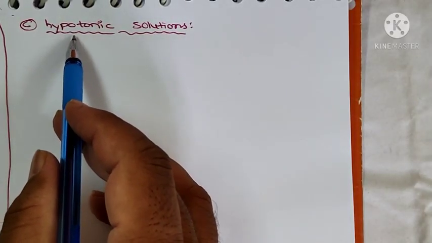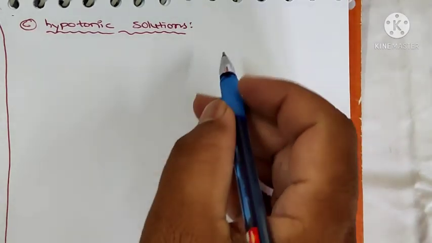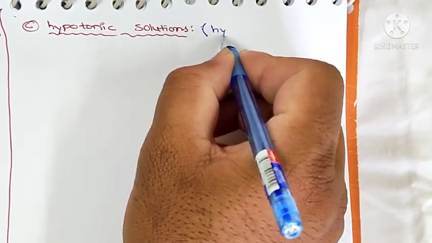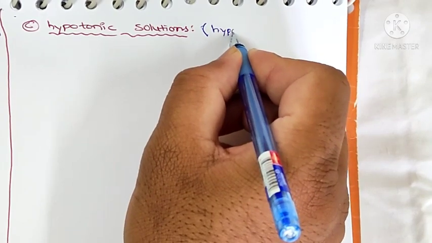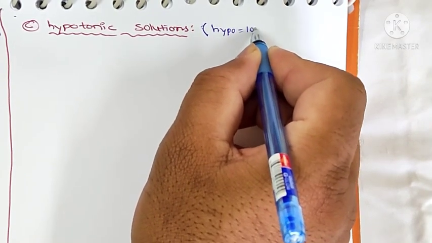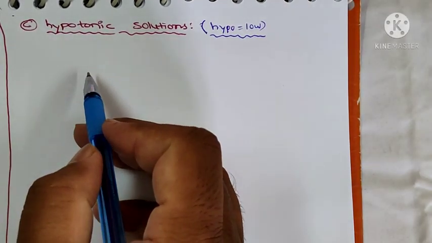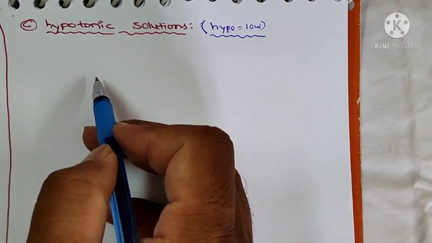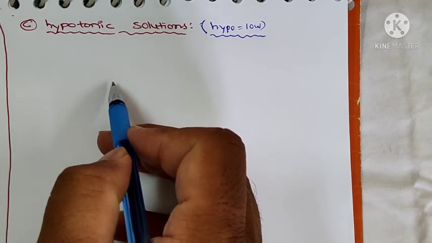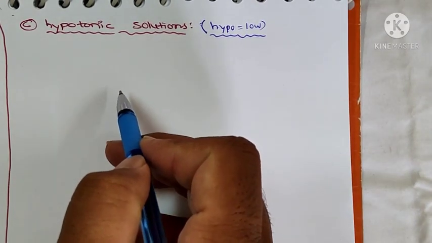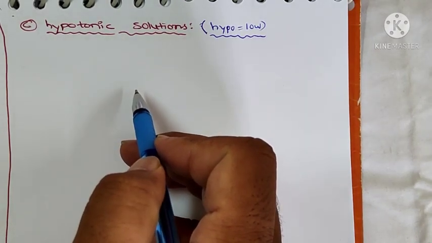And next, the third one, hypotonic solutions. Hypo means low. A solution having low osmotic pressure or low concentration than the other solution is called a hypotonic solution.